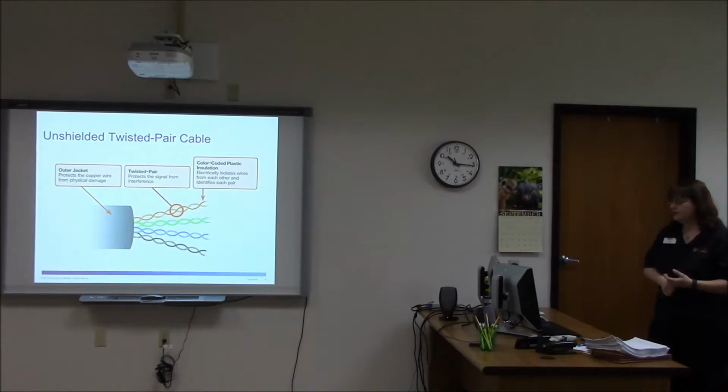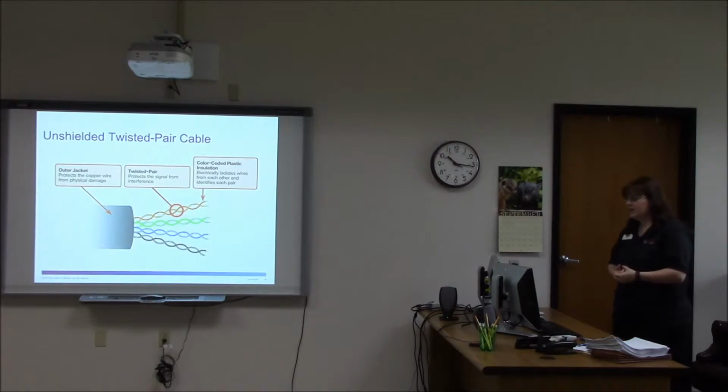Unshielded twisted pair has 4 pairs of color-coded wires. They're all twisted together. They're encased in this outer jacket, this flexible plastic shielding that protects them from minor physical damage, like being stepped on and things like that. The more the wires are twisted, the less likely the interference is. And the connector on the end of this is the RJ45.